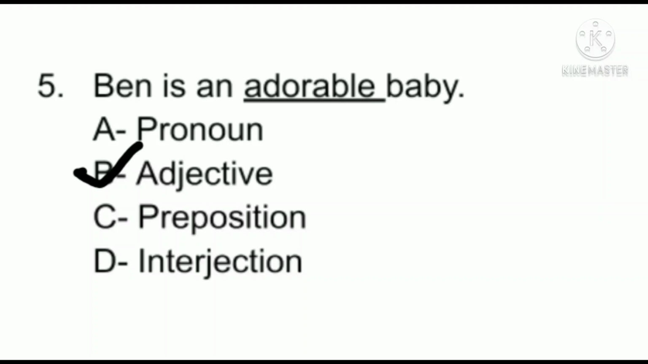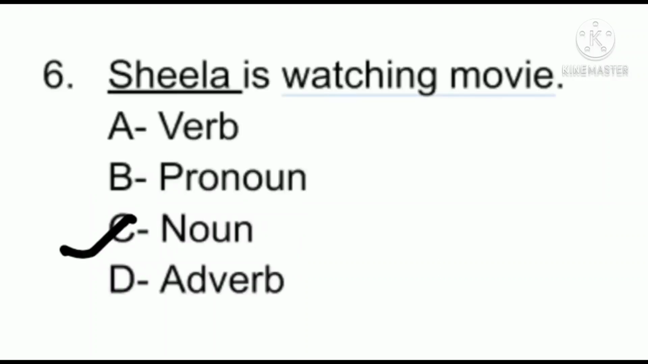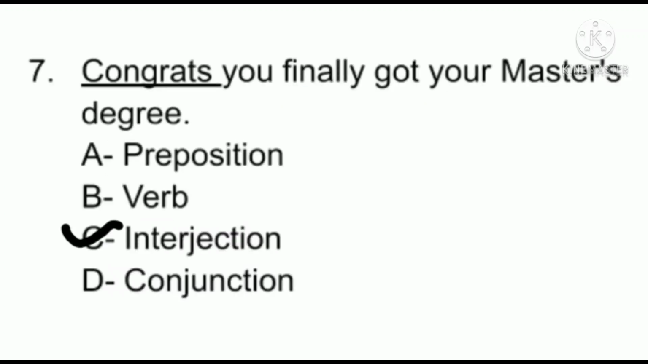Let's get into next question. Sheila is watching movie. Here the underlined word is Sheila and the answer is option C, noun. Why it is noun? Because Sheila is a name of a person. Sheila comes under the category of person. So it is noun.